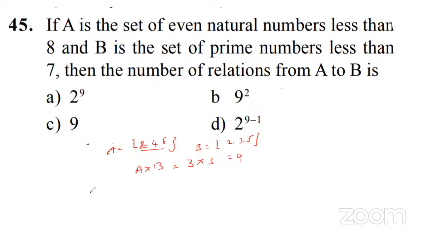So the power set of n(A × B) is nothing but 2 raised to the number of elements, that is 9. 2 raised to 9 is the correct answer. Option A is the correct answer. Okay. Now next.